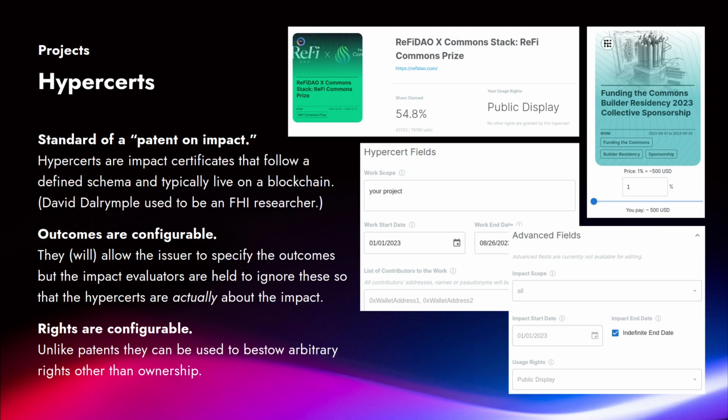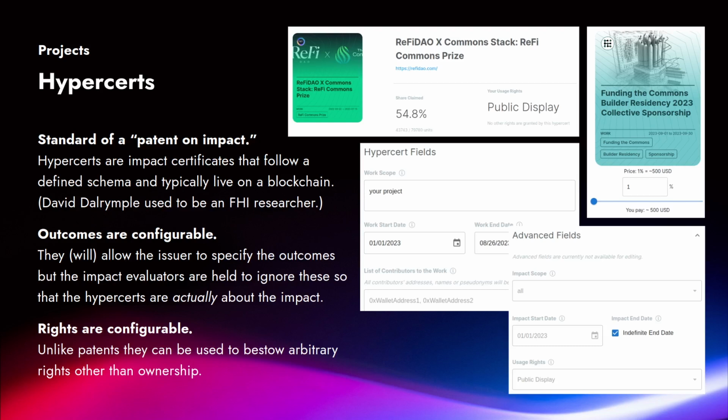And at the moment, outcomes are configurable, but the people of the Hypercerts team assure me that the impact valuers are held to take all impacts into account, all outcomes into account, regardless of what you specify here. And interestingly, rights are configurable. So far, also with this analogy of patents on impact, I've usually been referring to a right to commercialization, a right to this retroactive funding, to receive that, that you're selling, licensing out, trading.